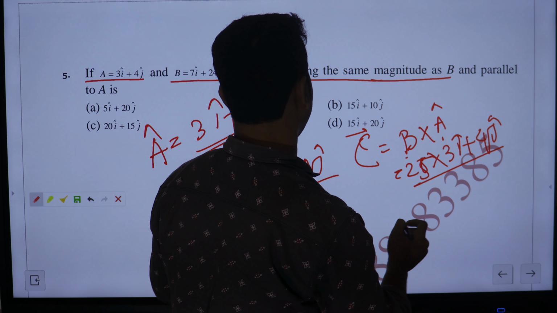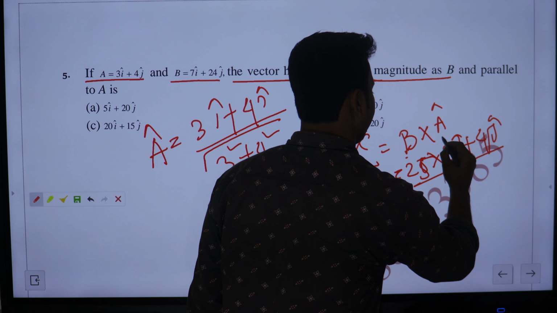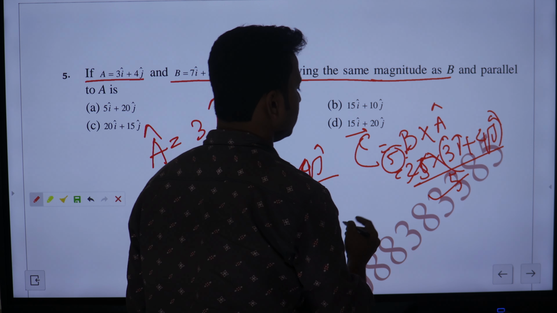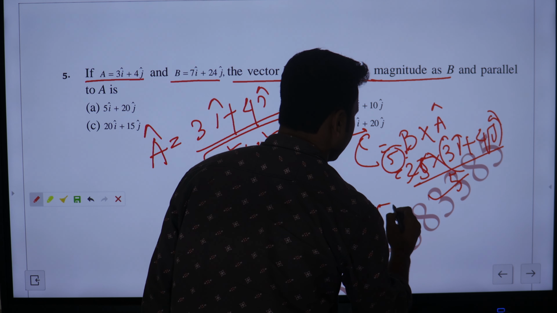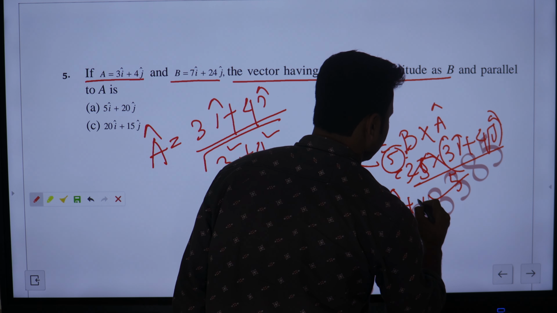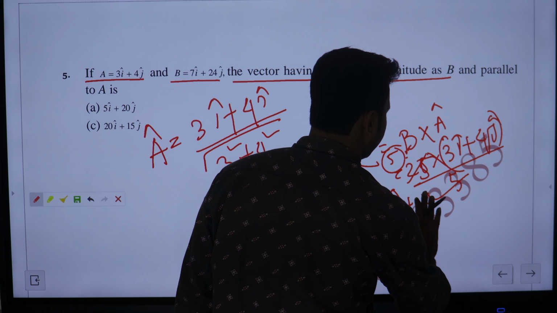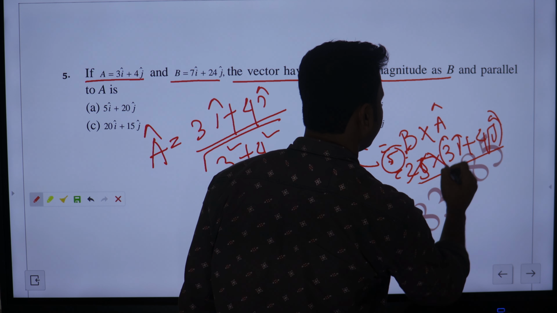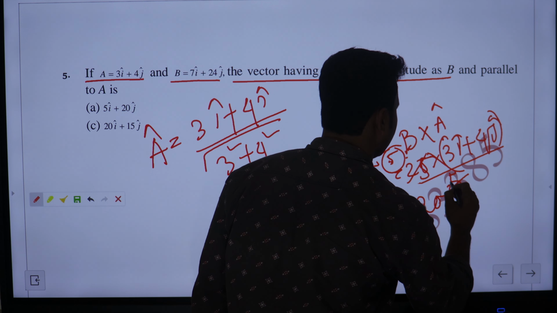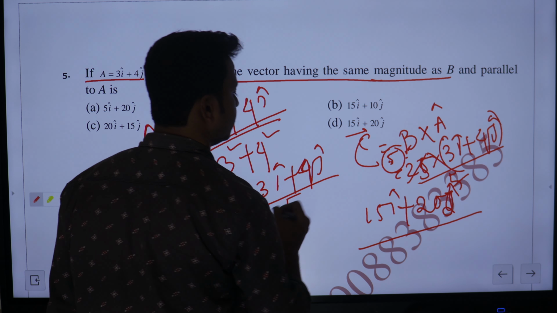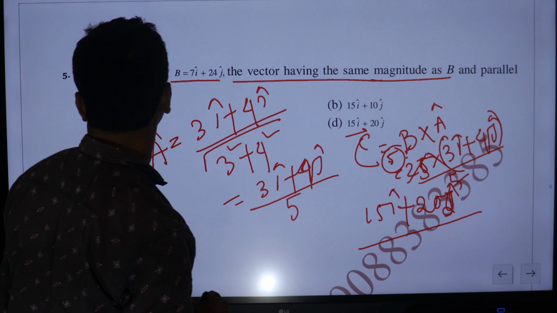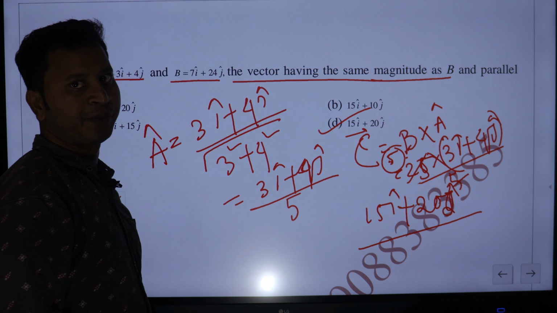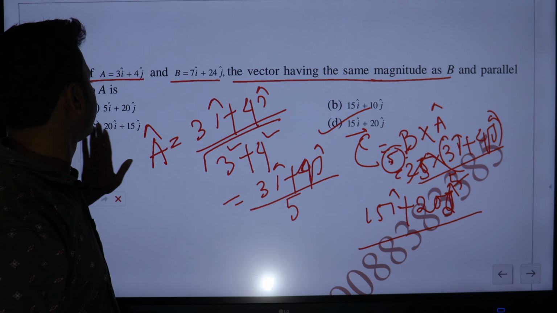So it will be 5 that we have to multiply: 5 times 3 is 15 i cap plus 5 times 4 is 20 j cap. 15 i cap plus 20 j cap. It will be option D. Clear? Next.